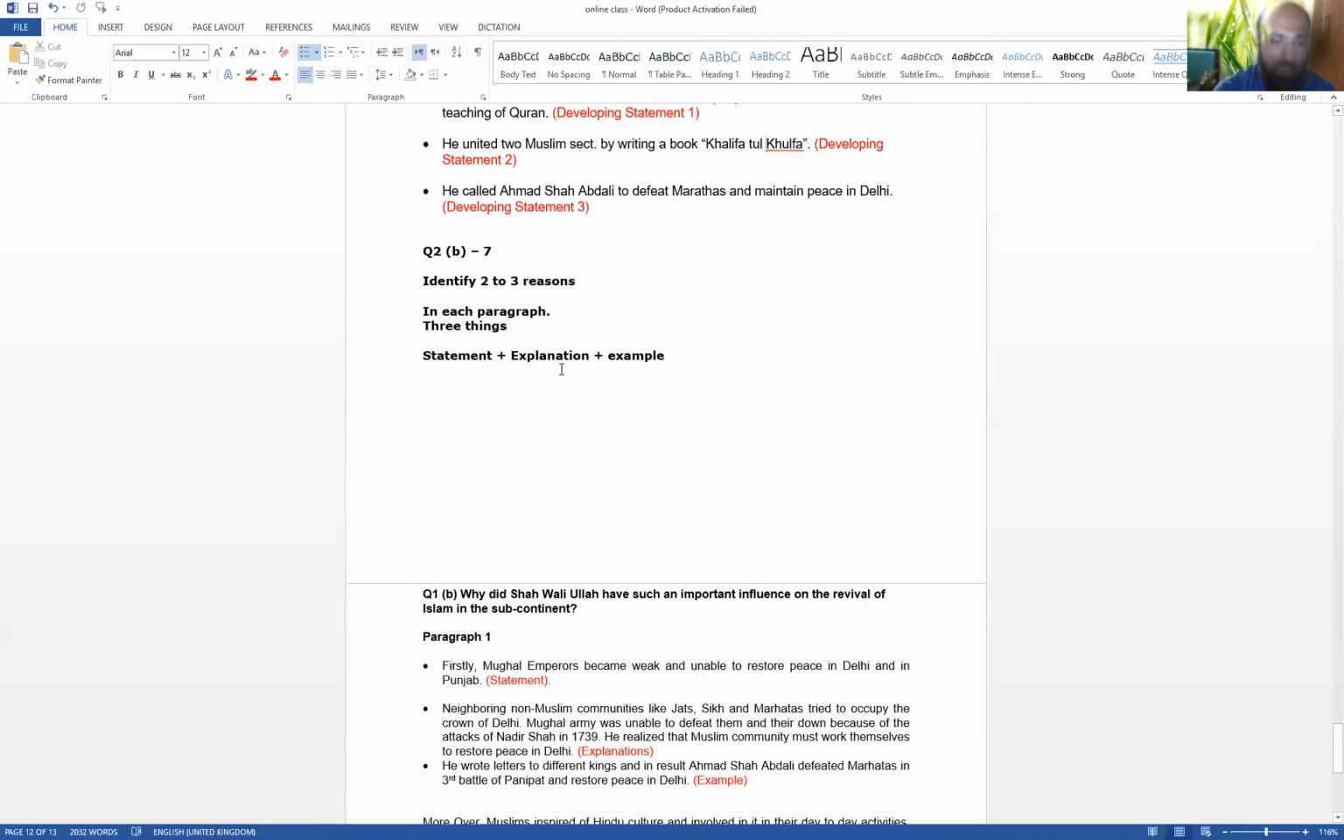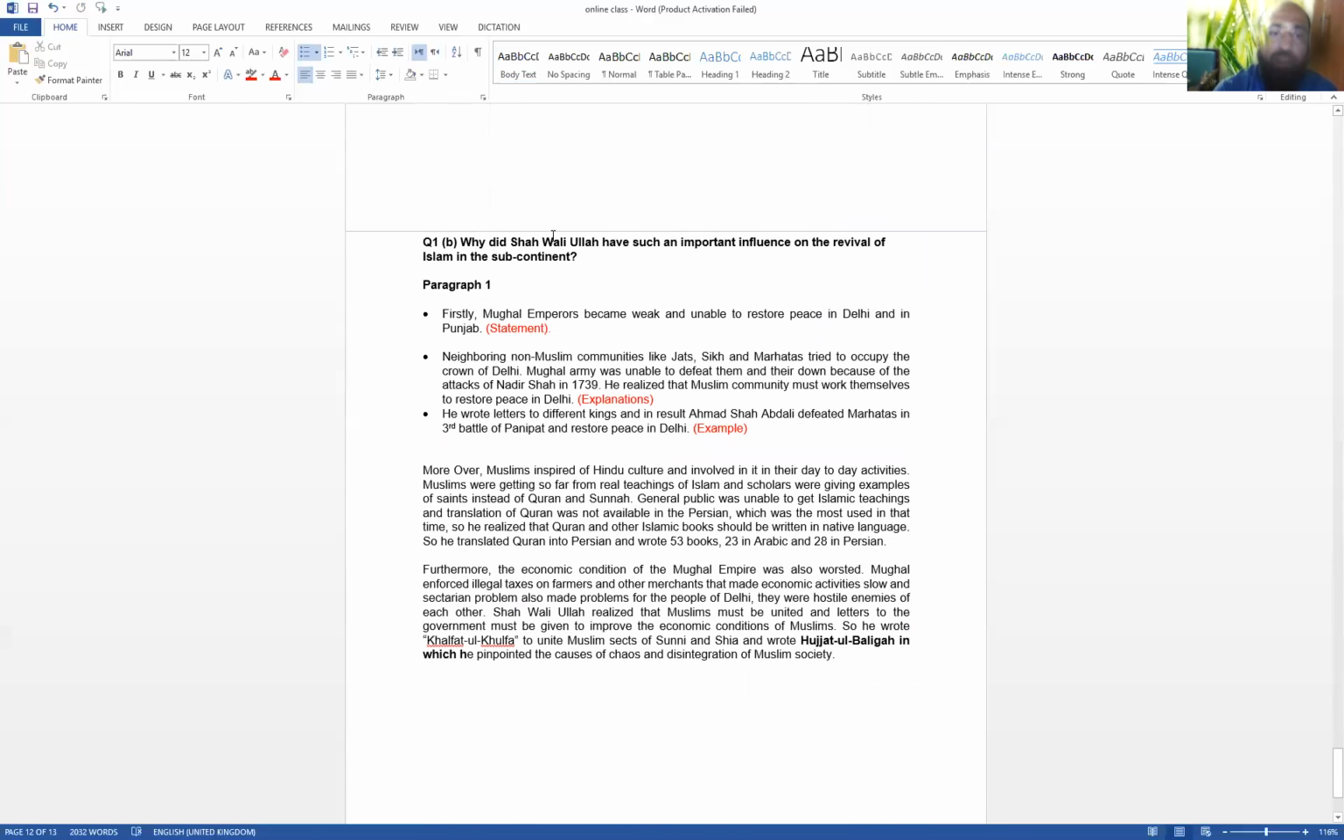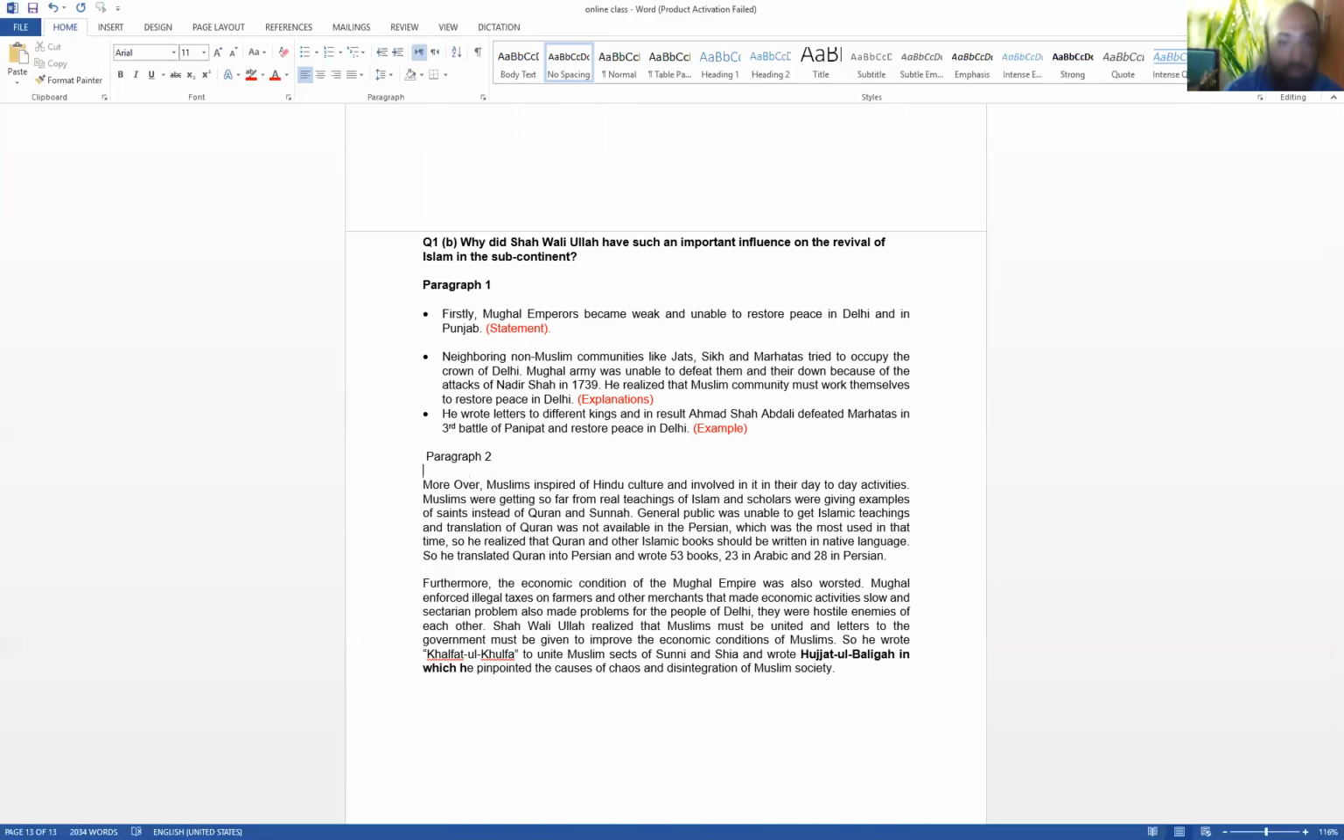Move towards it again. Why did Shah Waliullah have such an important influence on the revival of Islam? Here you will have to give a statement first, then explain it, and then give an example of it. It is the requirement of one paragraph. Then you will have to write another paragraph, paragraph 2, and do the same thing: statement, explanation, and then example. Then move towards paragraph 3 and do the same thing.